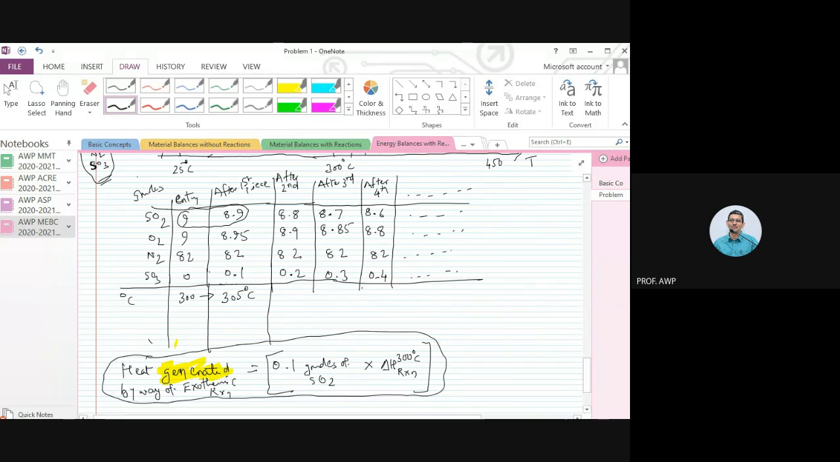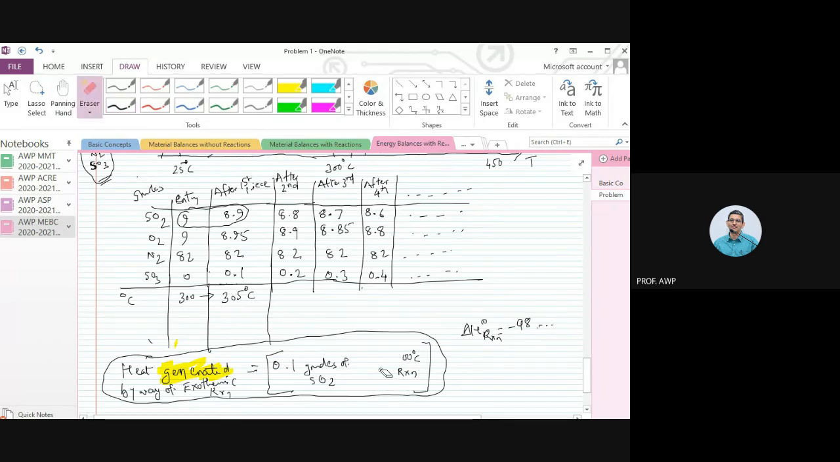Do you agree with that? How much heat is generated? Delta H for the reaction is minus 98 at 25 degrees centigrade, 98 point something.